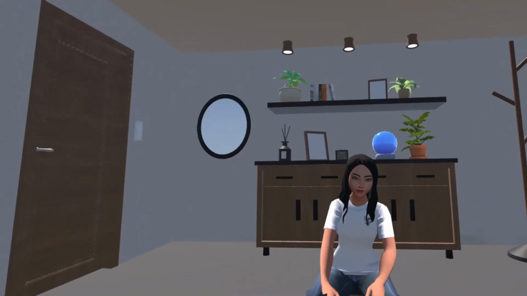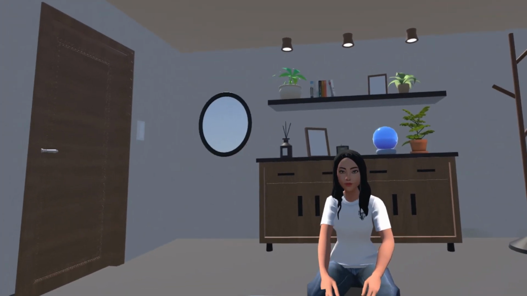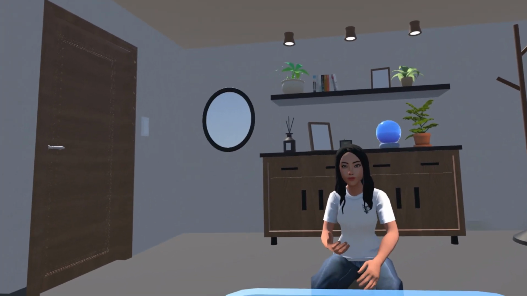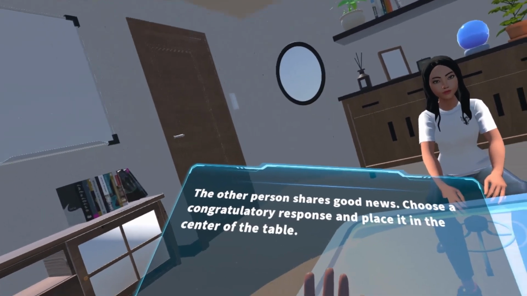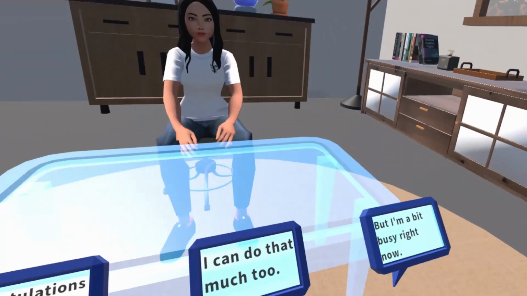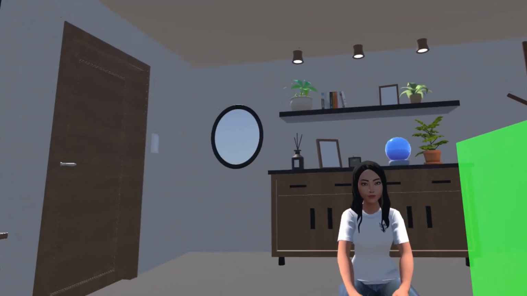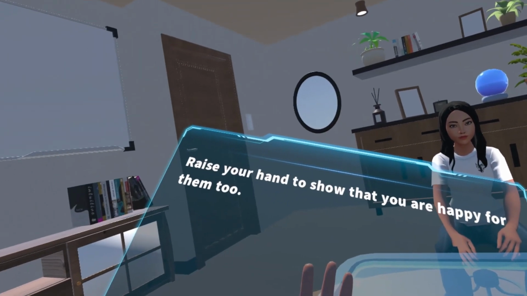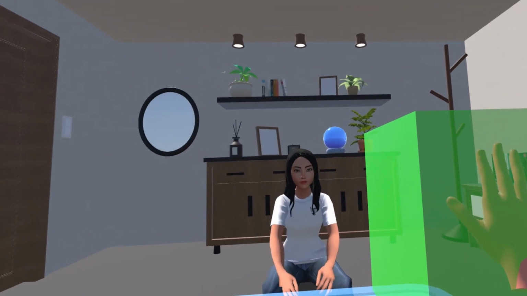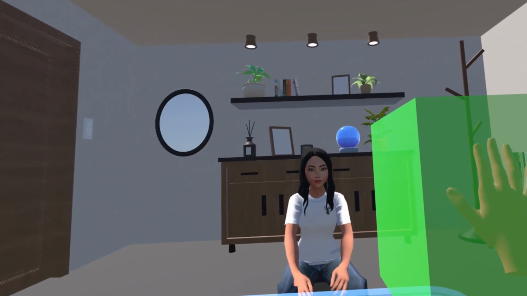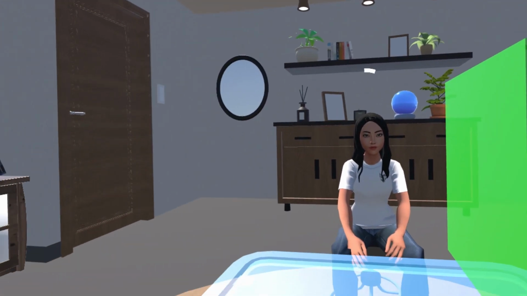My parents gave me a present. The other person shares good news. Choose a congratulatory response and place it in the center of the table. Congratulations from the bottom of my heart. Raise your hand to show that you are happy for them too. End the conversation on a positive note. Make eye contact and wave goodbye.